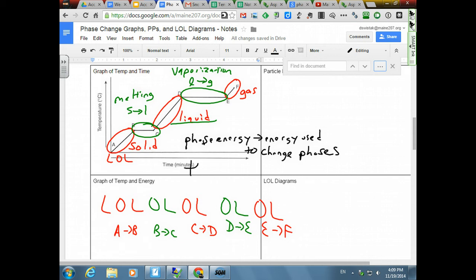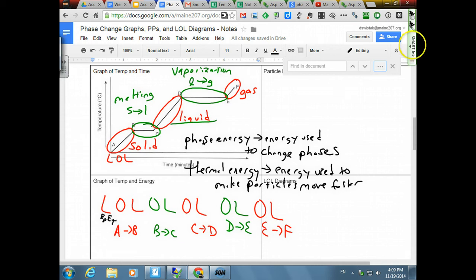Then we also have what we call thermal energy, which is just heat, and that energy is the energy used to make particles move faster. Okay, so again, even though we have a solid, it's still moving. The particles inside are still moving. So when we first start this, we start with phase energy and we start with thermal energy.